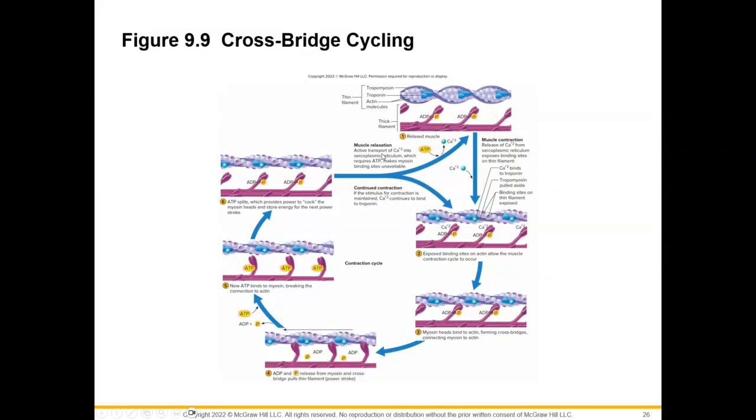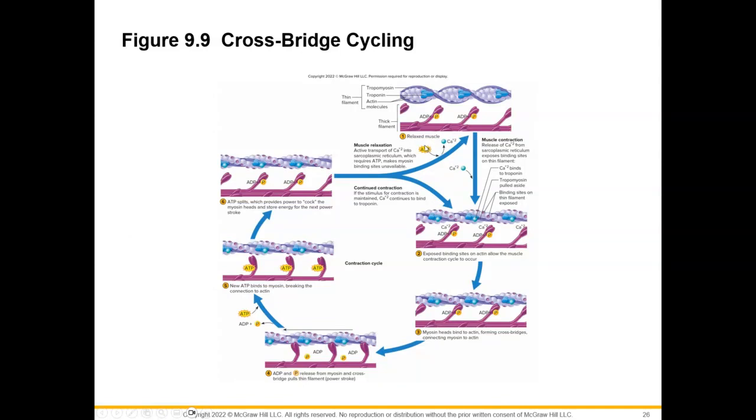Okay, so number one, we have the relaxed muscle. You're actively transporting calcium into the sarcoplasmic reticulum, and this requires ATP, and it makes the binding sites unavailable. Notice the tropomyosin, which is this long structure, and troponin are these individual structures here. Notice the troponin covers the tropomyosin. When all that's in place, these heads of the thick filament, which is myosin, cannot reach and grab the thin filament and pull it.